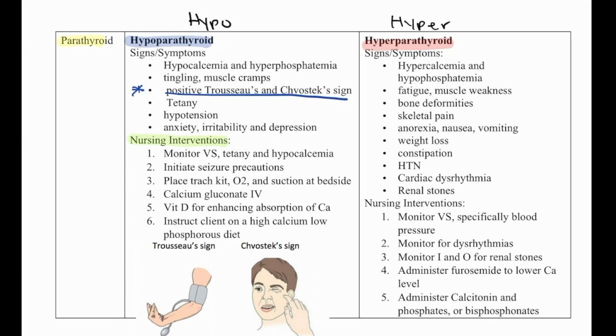When we talk about hyperparathyroid, we're going to see hypercalcemia and hypophosphatemia, fatigue, muscle weakness, bone deformity, skeletal pain, anorexia, nausea, vomiting, weight loss, constipation, hypertension, cardiac dysrhythmias, and renal stones. And our nursing interventions are monitoring vital signs, specifically blood pressure, monitor for dysrhythmias, I&Os, and renal stones, administer furosemide to lower the calcium levels, administer calcitonin and phosphates and bisphosphonates.